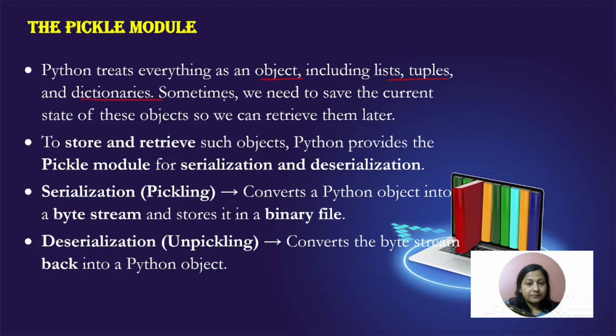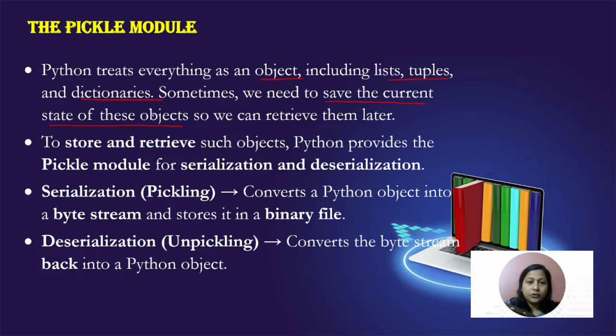Sometimes we need to save the current state of this object so we can retrieve it later. What is the meaning of saving the current state of this object? Imagine you are playing a video game and while playing you reach level 5 and you got 100 coins. If you want to turn off the game, what will you do? You will save the game. So whenever you want to play again, you load the saved data and you will continue to play. So that we can call save the current state of this object.